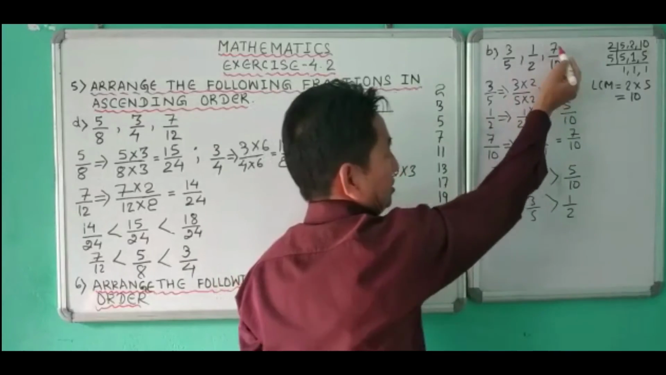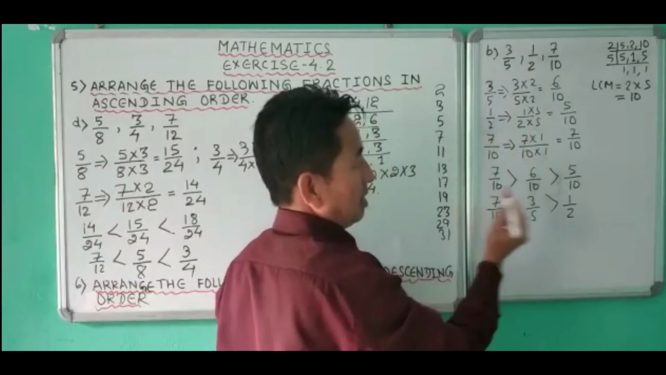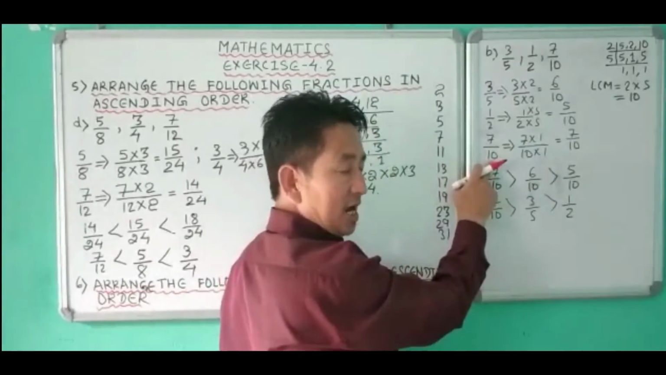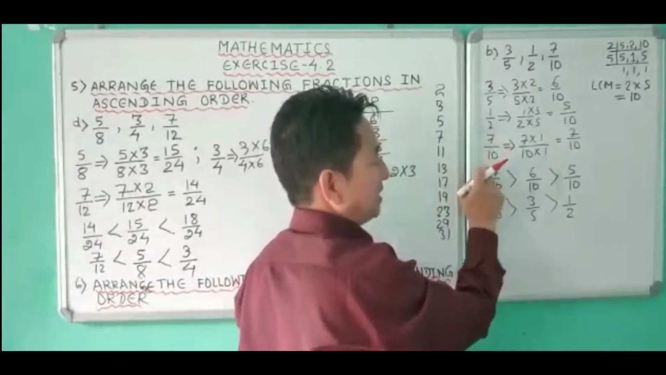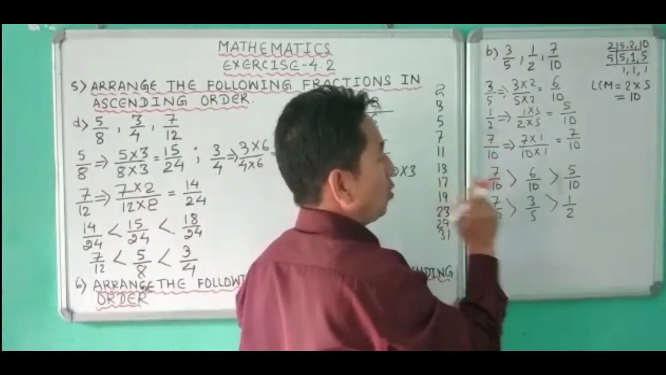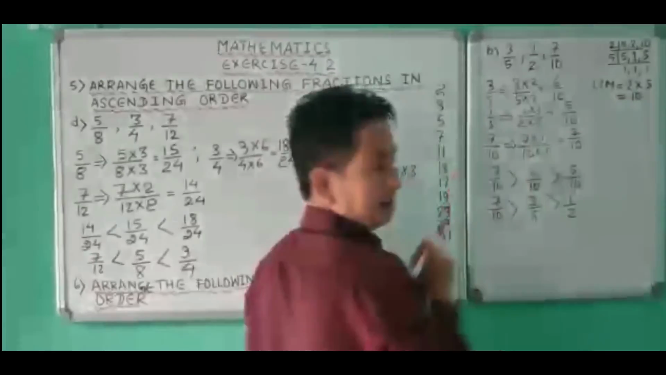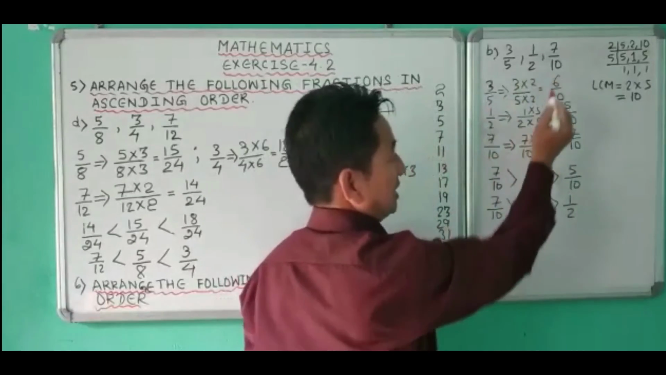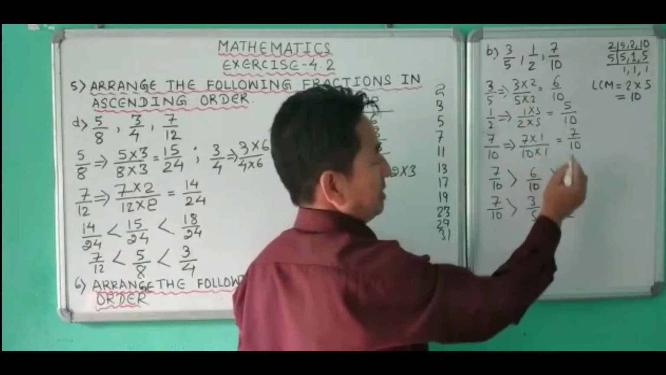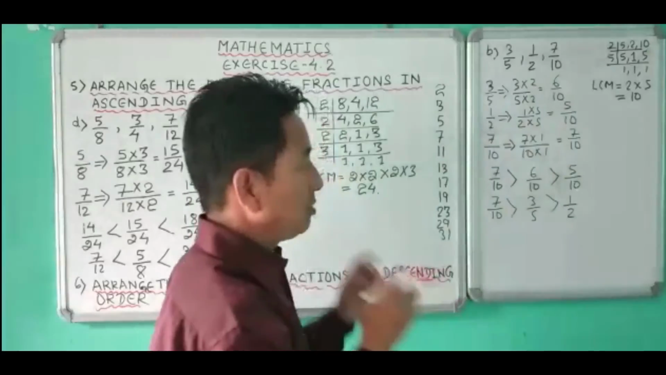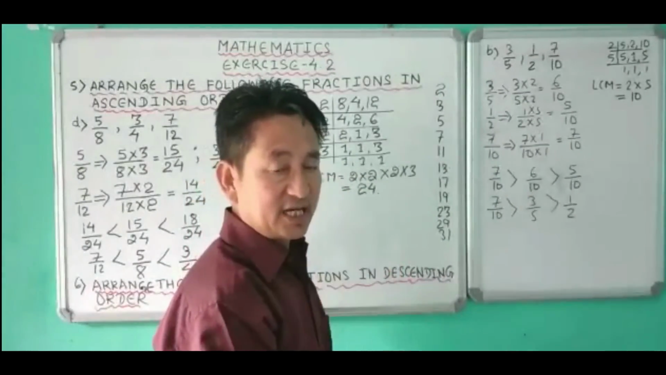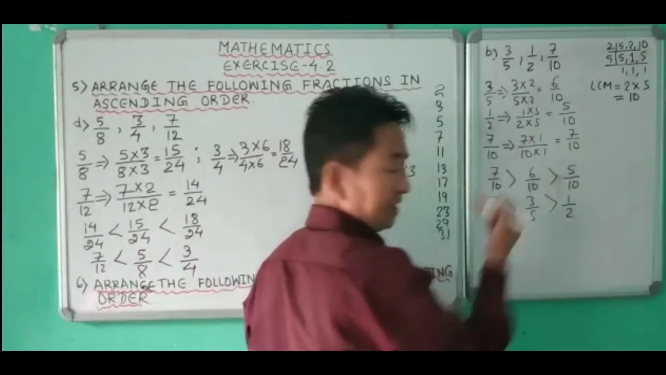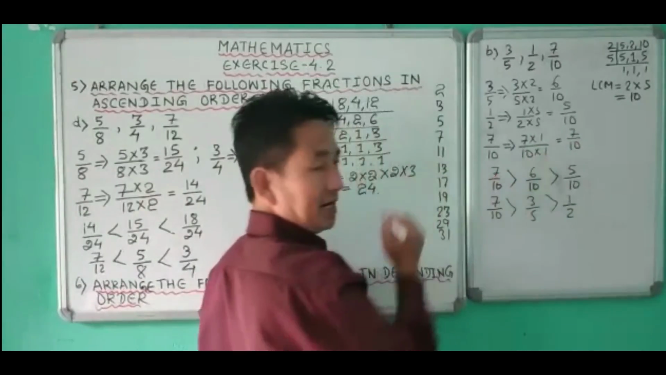The last fraction 7 by 10. How many times this 10 is divided by this 10? 10 1s are 10. So both 7 and 10 is multiplied by 1. 7 1s are 7, 10 1s are 10. Now we have got like fraction now. 6 by 10, 5 by 10, 7 by 10. Now we have to arrange this number in descending order. Which one is the greatest here? 7 by 10. So first we'll write 7 by 10.